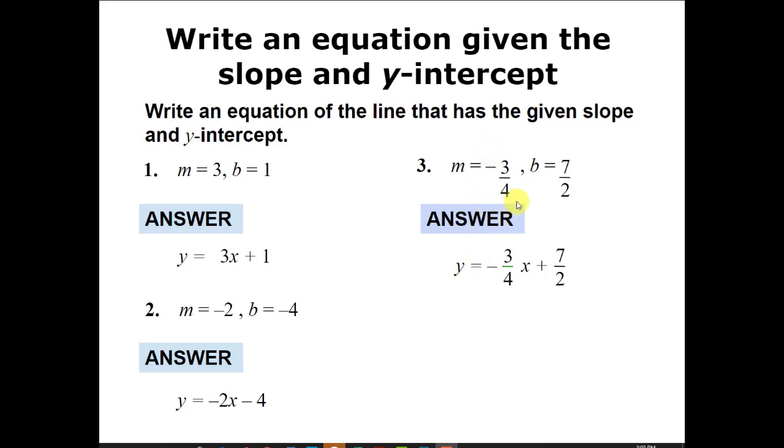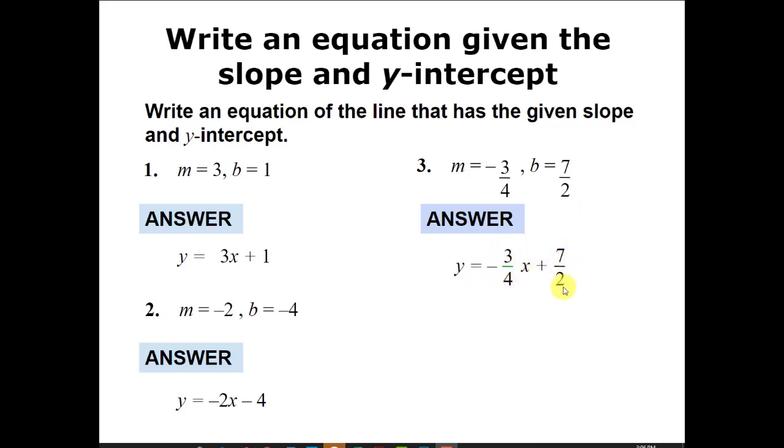Notice that sometimes, and I'll just give you the heads up on this, sometimes with negative signs and equal signs, we just don't see them very well. So you just want to be careful that you are actually carrying the negative through if you're given a negative slope or a negative y-intercept. So here with a slope of -3/4 and a y-intercept of 7/2, your answer would be y equals -3/4 x plus 7/2.